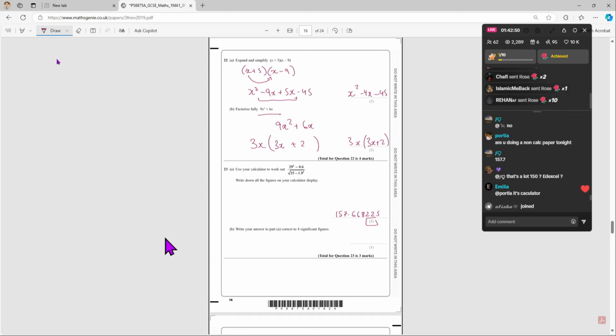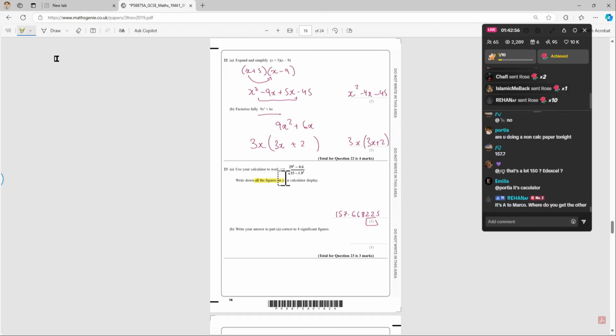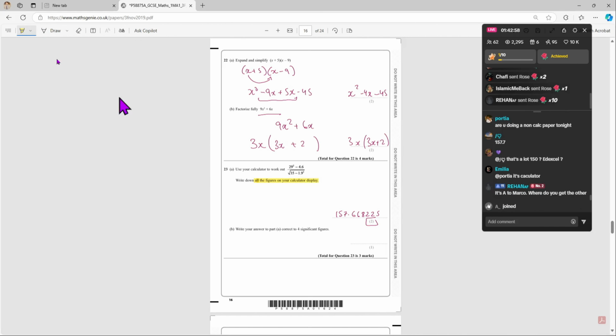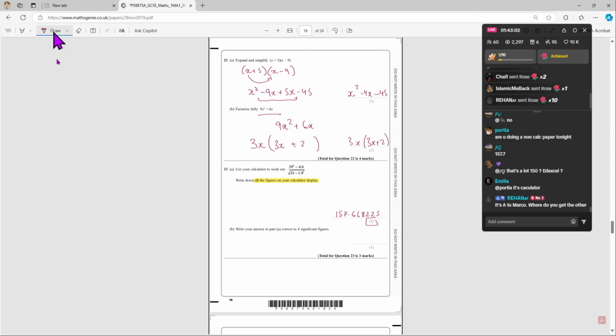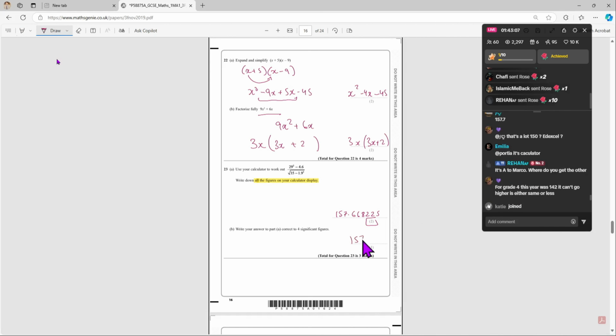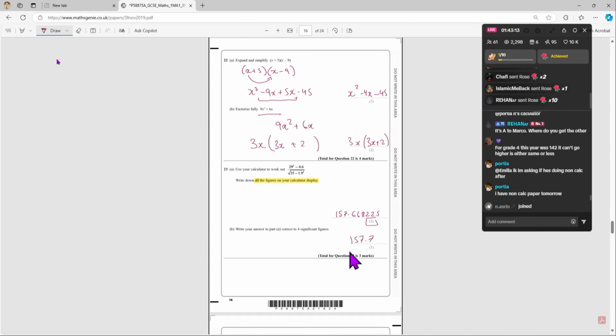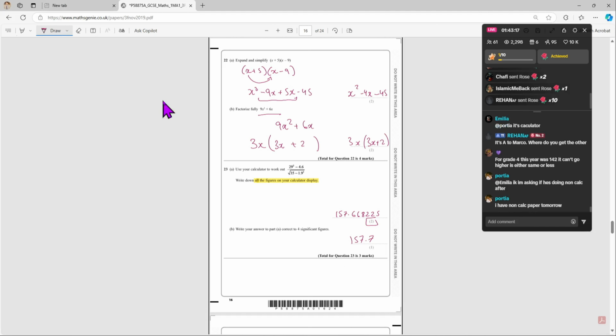So you can't round it to 157.7. In the question, it says write down all the figures on the calculator display. So you have to write every single digit you see. But for this question, you're correct. You have to do it to 157.7. You have to round it to 4 significant figures. It's going to be 157.7. So well done, guys. We're getting that correct.